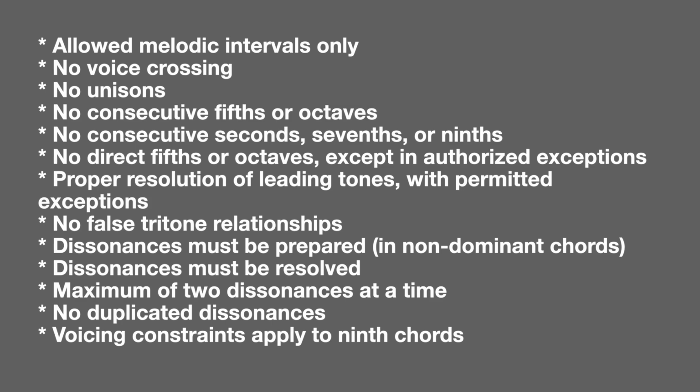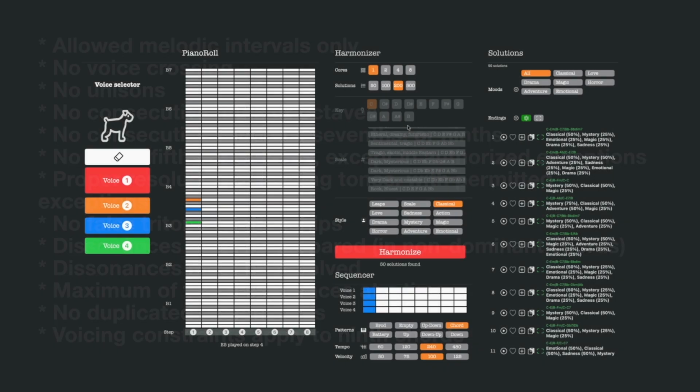Dissonances must be resolved. Maximum of 2 dissonances at a time. No duplicated dissonances. Voicing constraints apply to 9th chords. Some tips if no solution is found.